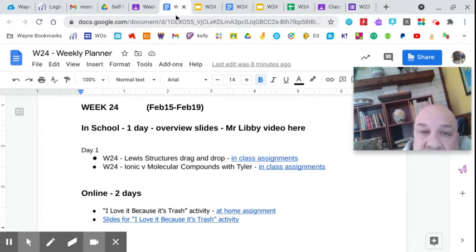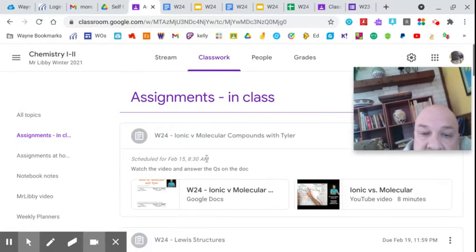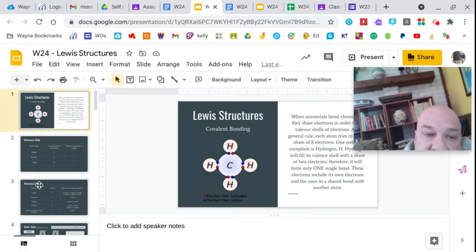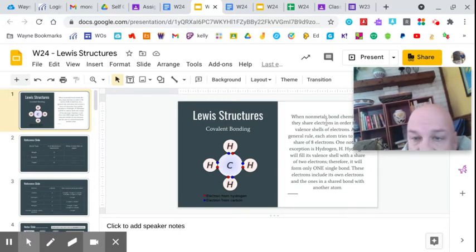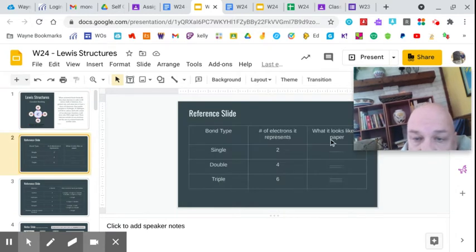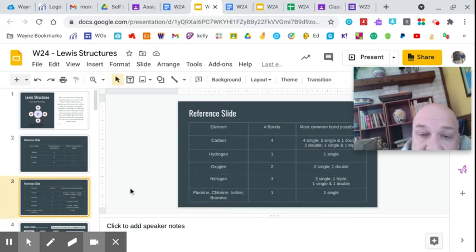So the first one is the Lewis structures drag and drop. So again, if you go back to in class, Lewis structures drag and drop is right there. It looks like this. And there are instructions here. It talks about what nonmetals bond, things like that. What single bonds are, what double bonds are, what triple bonds are. And then it has kind of a reference slide.